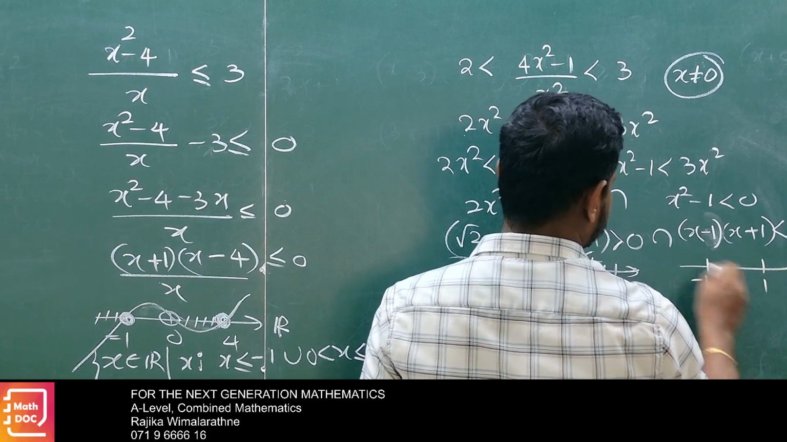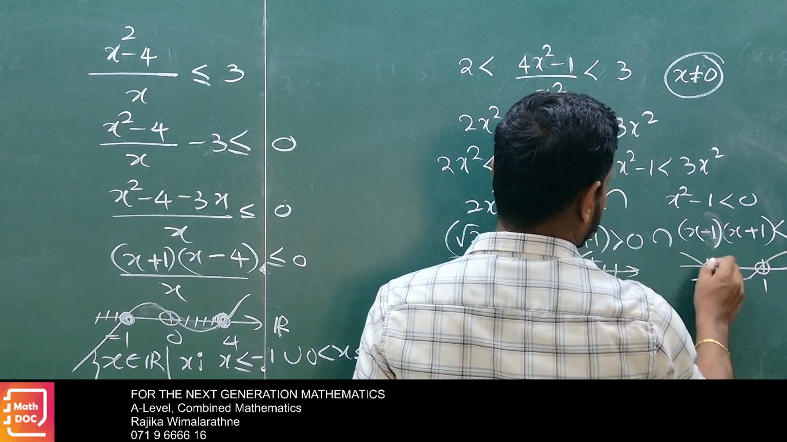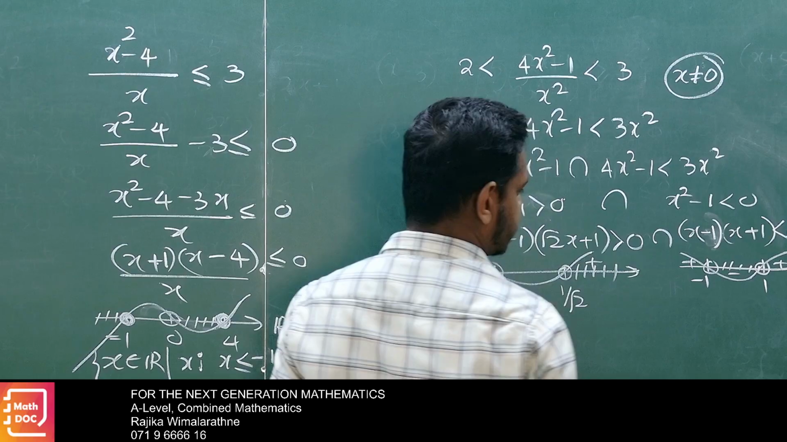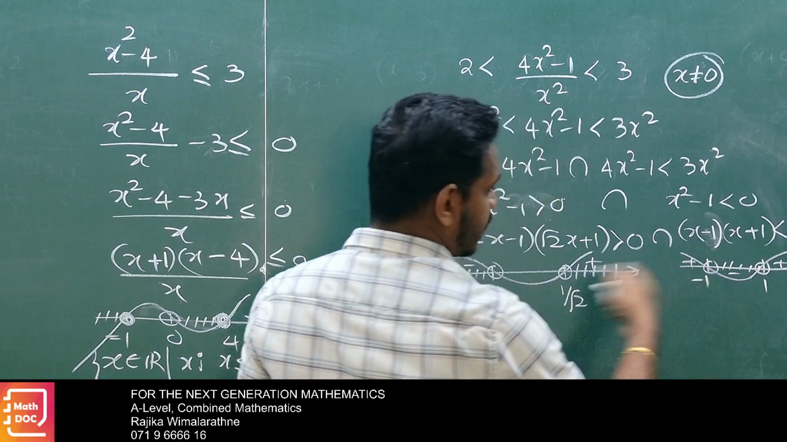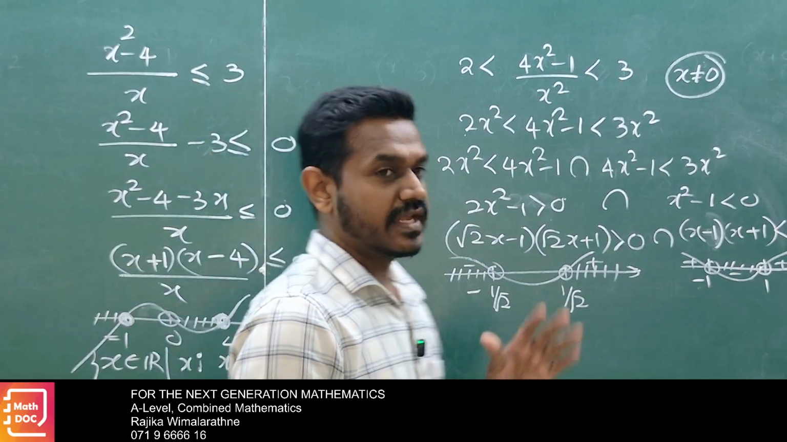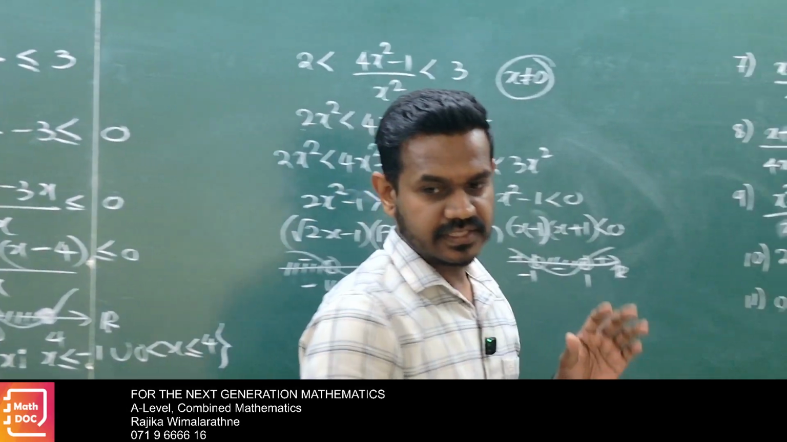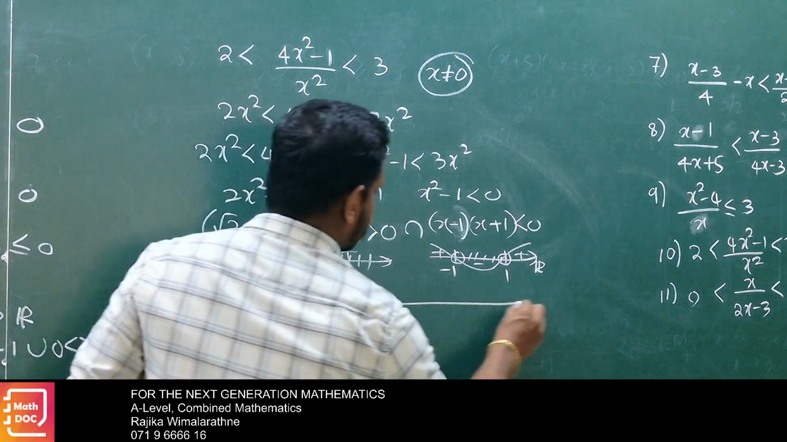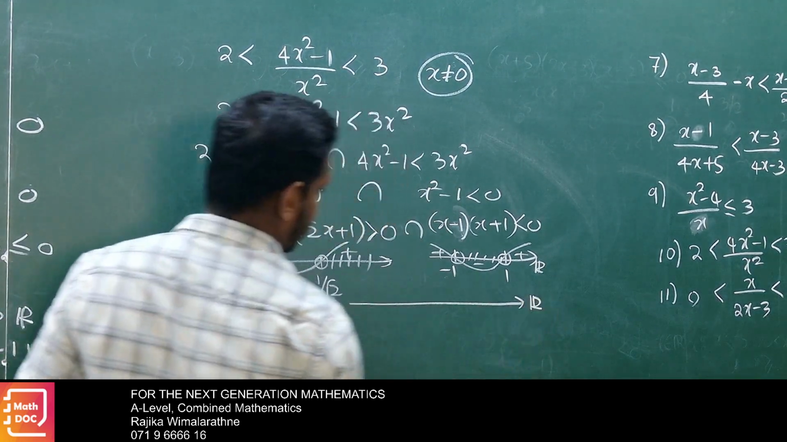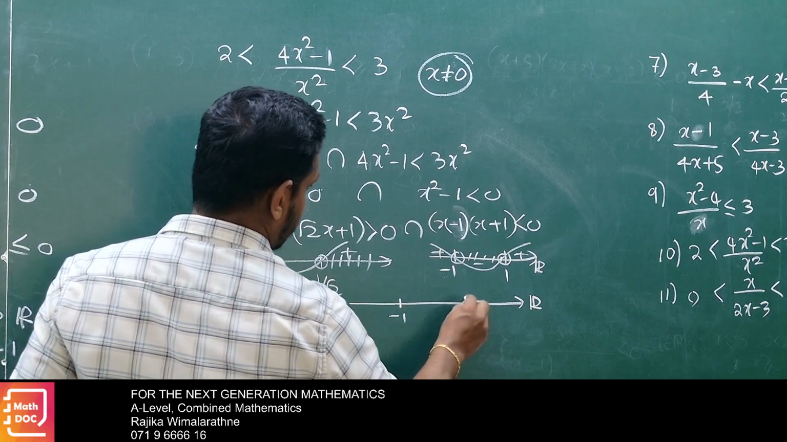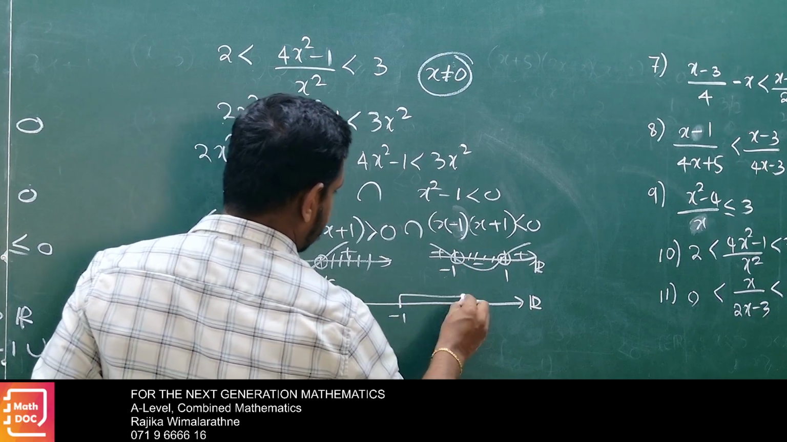Here minus 1, plus 1: negative, positive, positive, here it is. Then finally you get the common region. See this? Then you mark everything on the same number line, minus 1, plus 1, so this inner region.